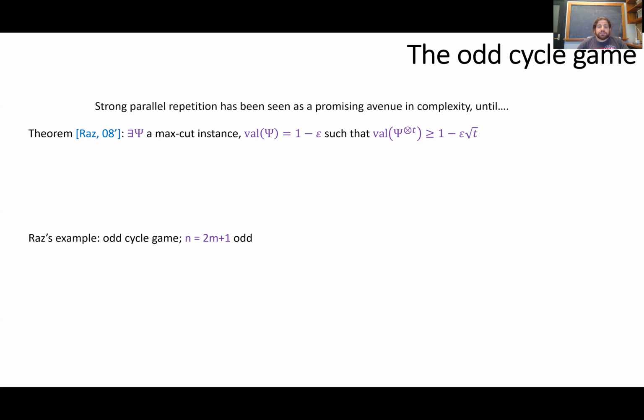And what's cool is that this game is very, very simple. It's nothing complex. So the game is as follows. You have a graph, which is an odd cycle. The labels are 0 and 1. And the constraint on each edge is that the labels that the endpoints of the edge receive are different. In other words, what you want to do is partition the vertices of the graph into two sides so that as many edges cross from one side to another.